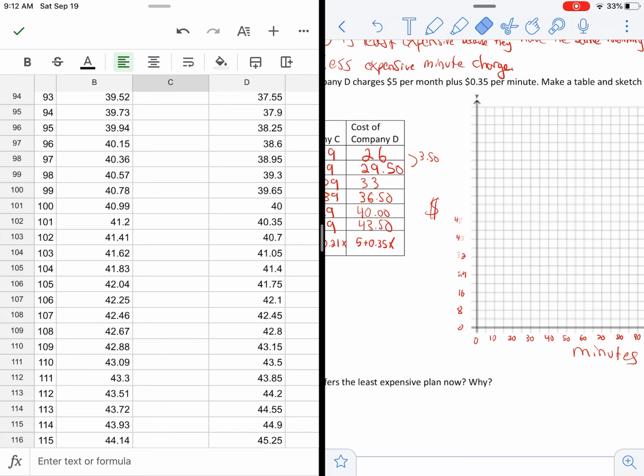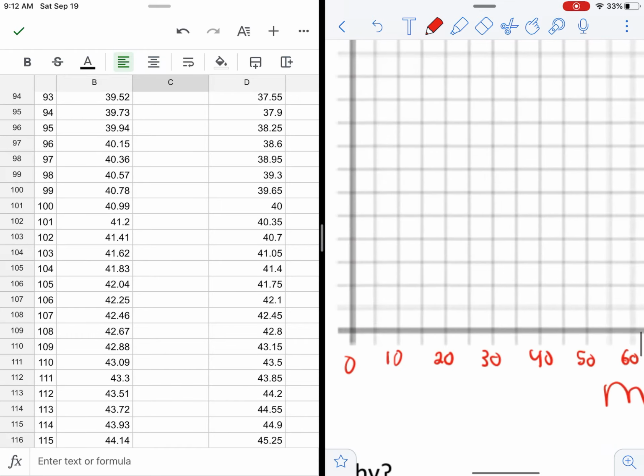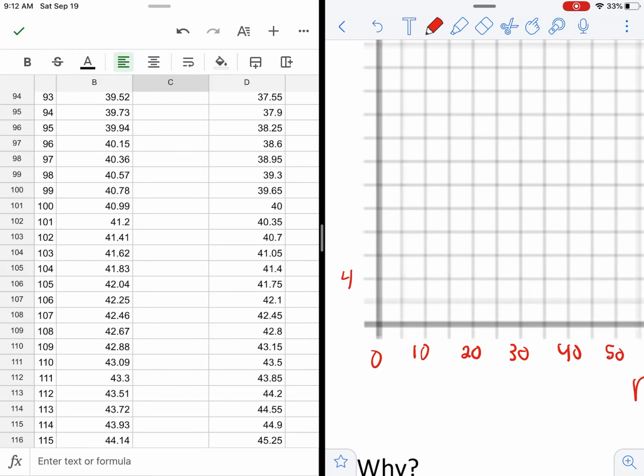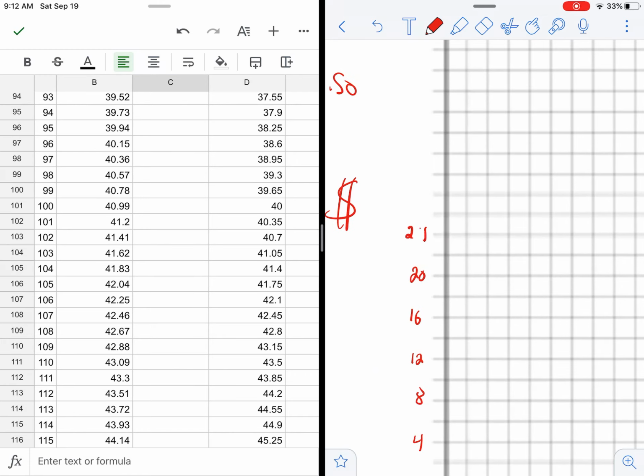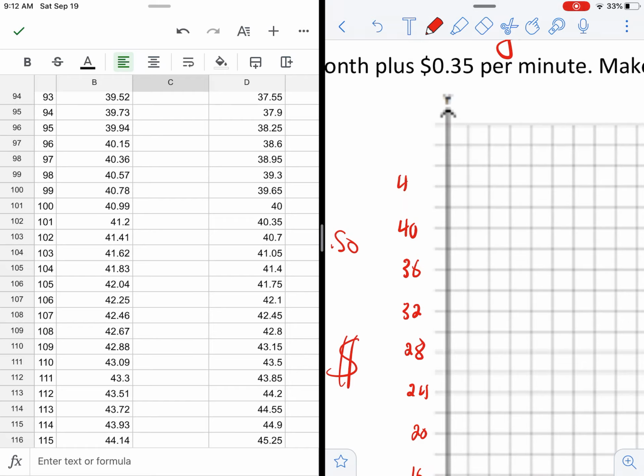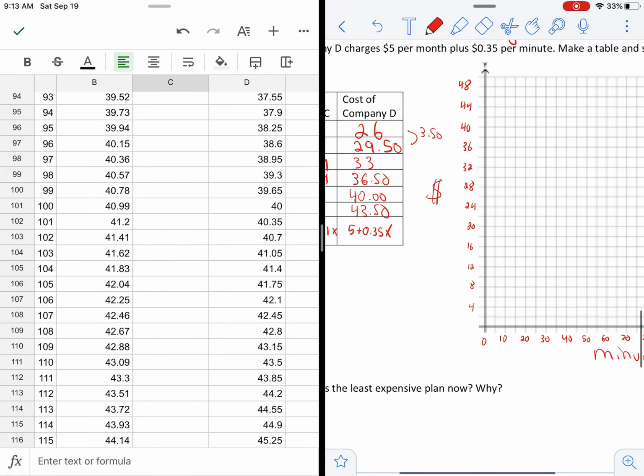So it actually looks like I'm there and I'm halfway there. So I'm going to spread this out a little bit more. I think I can cut that in half and get away with it. So let's say this is 4, this is 8, this is 12, this is 16, 20, 24, 28, 32, 36, 40, 44, 48. It looks like we'll top out at 50, which is perfect.